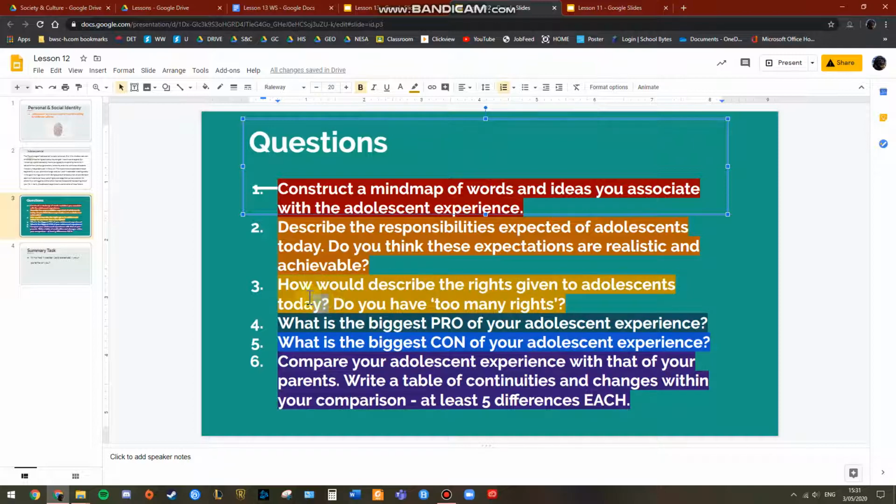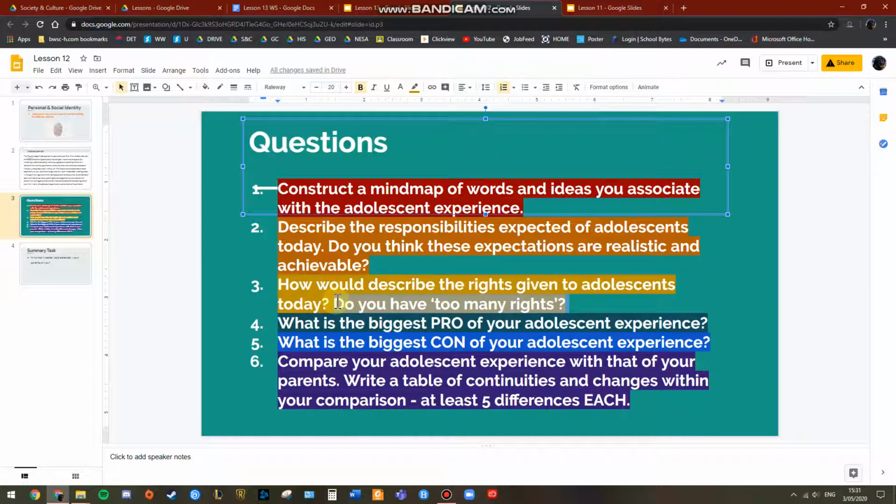So that's the first part of this question. Would you describe them to be a positive or negative thing, for example? What I mean by rights given is, if you compare how you've grown up to when your parents grew up, you have a lot more rights and freedoms, I think, in a lot of aspects than they did. But at the same time, you might be more restricted with certain things. Then I want you to answer that question.